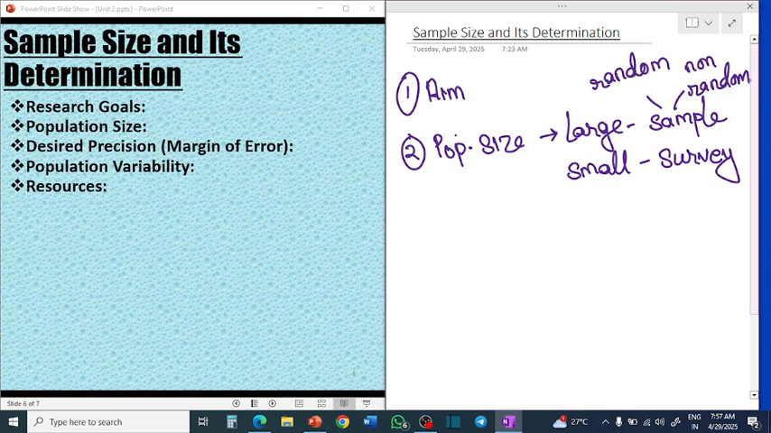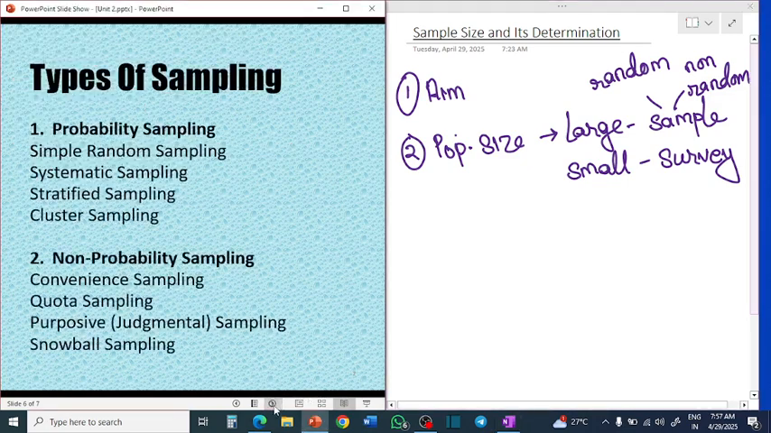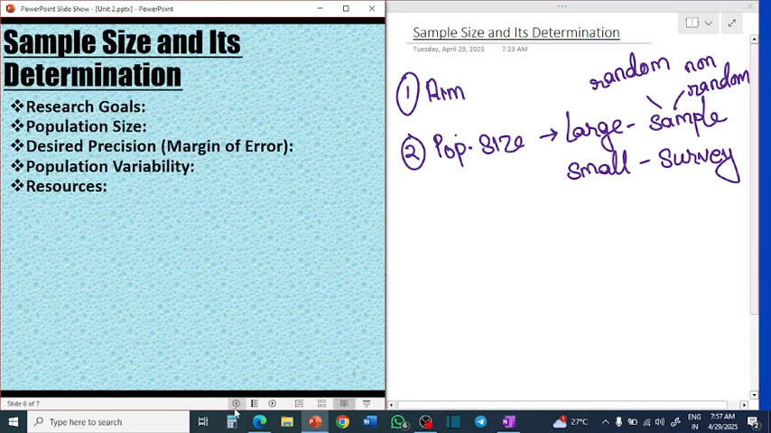After this we have the different types of sample. In that we will discuss in detail about it. So overall you have to get an idea about the population size. When the population size is large, we go with sample, and when the population size is small, we go with survey. Then comes desired precision.